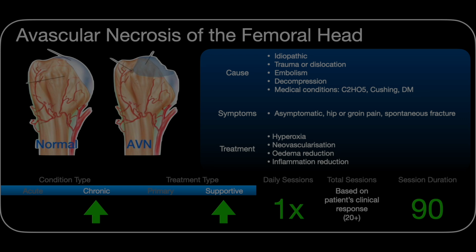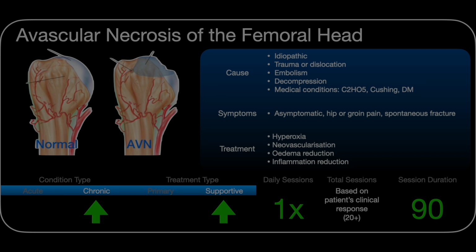Avascular necrosis of the femoral head is considered a chronic condition. The use of hyperbaric oxygen therapy is considered supportive. The cause of avascular necrosis could be idiopathic due to previous trauma or dislocation, embolism, decompression, and various medical conditions. The symptoms include asymptomatic, or the patient could develop hip or groin pain and can even develop a spontaneous fracture.